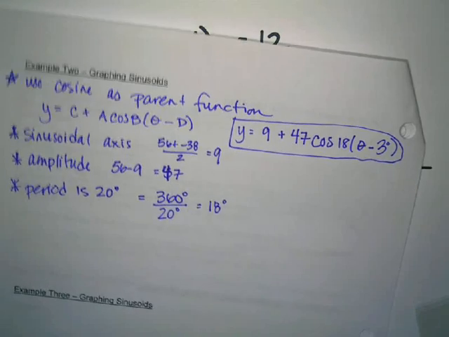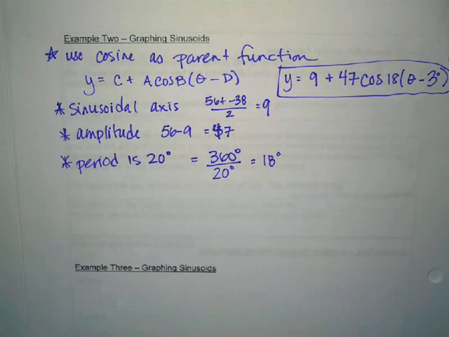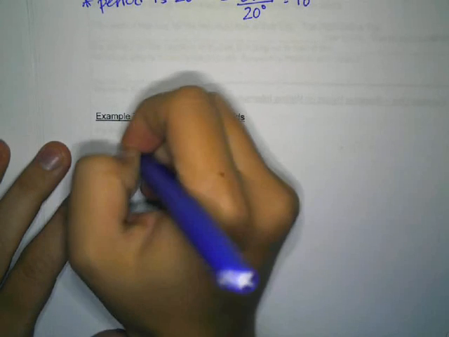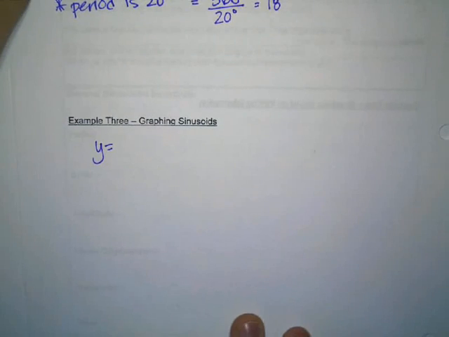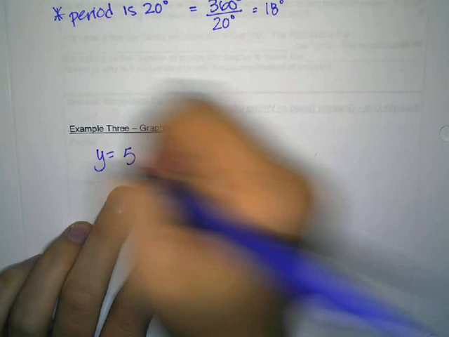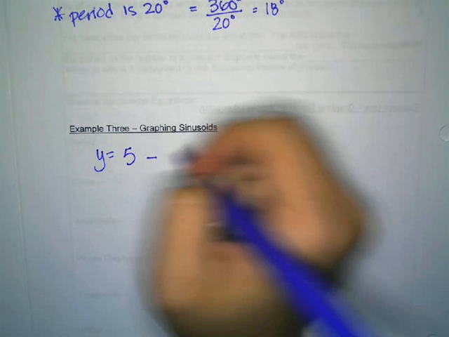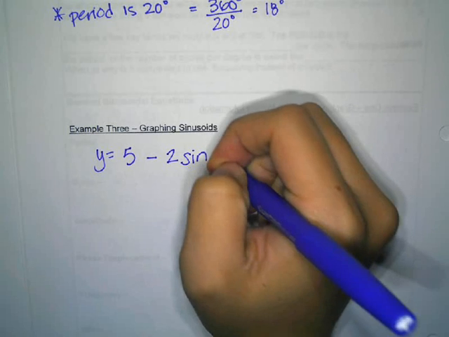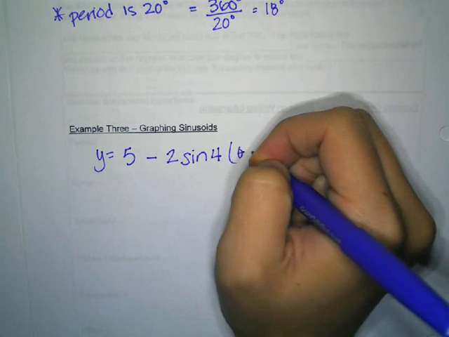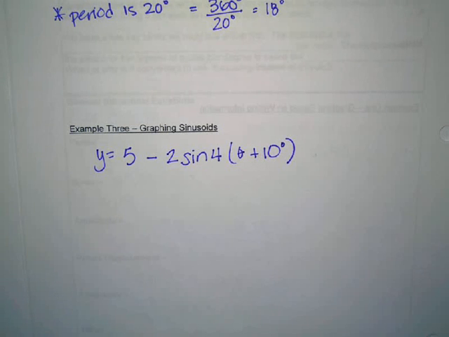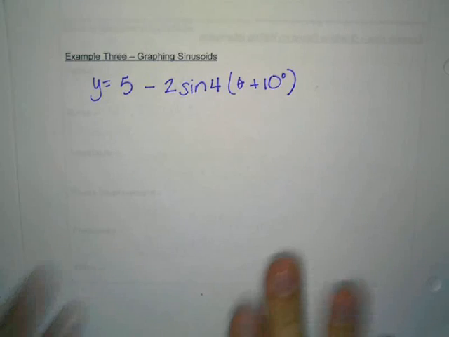All right. We're going to do one graphing here like we did yesterday. So instead of working backwards from a graph to find the equation, we're going to take an equation and graph from that equation. I'm going to change something up on you here. Let's go 5 minus 2 sine of 4 theta plus 10. Okay, so we're going to graph this function.